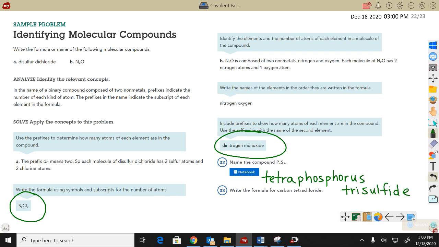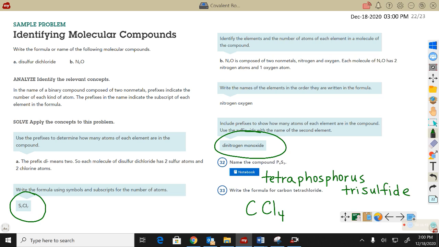Writing the formula for carbon tetrachloride. There's no prefix on the carbon, so it's assumed to be 1. Tetra is 4. Cl for chlorine. There are 4. It's really that simple. No charges necessary. And you don't have to simplify. That is the true structure of the particle.